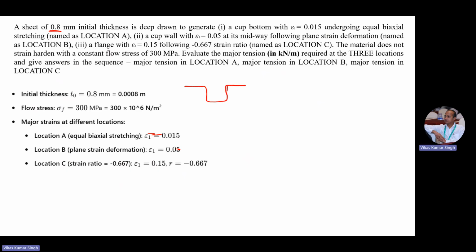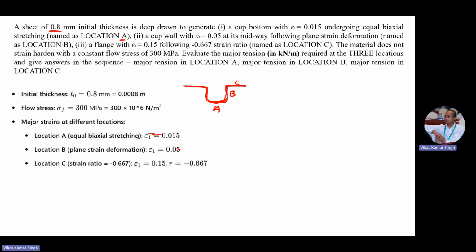Okay, so when they are making the cup, this part is the flange part, this is the wall, and this is the bottom part. Okay. I am just denoting them with some labels. Location A is given. So suppose this is A, this is B, and this is C. This part and this part are the same. Okay, so A, B, C, 3 locations are given.